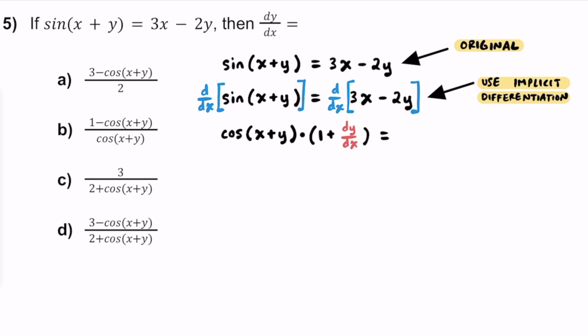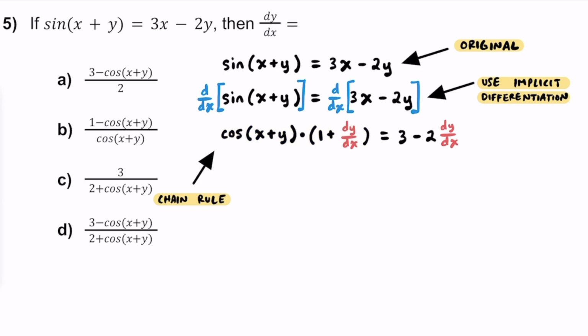For the right side of the equation, we have the derivative of this 3x first. Now the derivative of that is just going to be 3. And then we're going to go ahead and take the derivative of this 2y here. Let's put a minus here. And the derivative of 2y is going to be 2, but then we also have to multiply this by dy dx. So the trickier part here was finding the derivative of the left side where we use the chain rule.